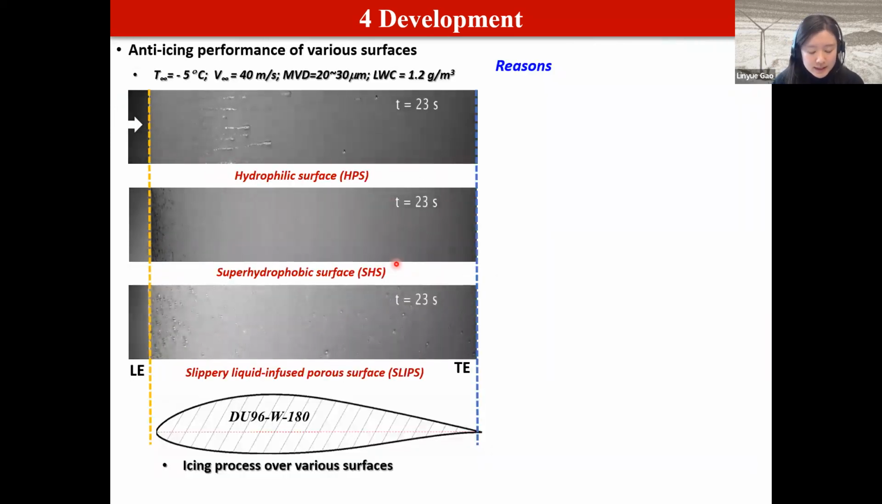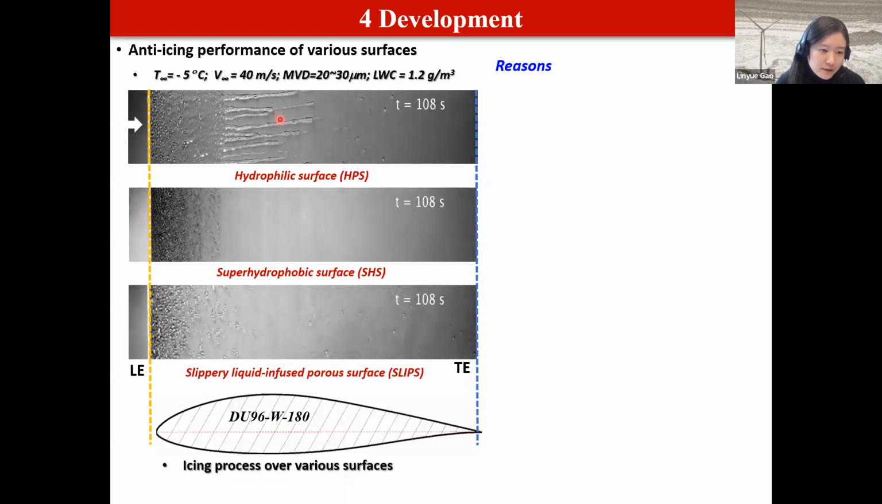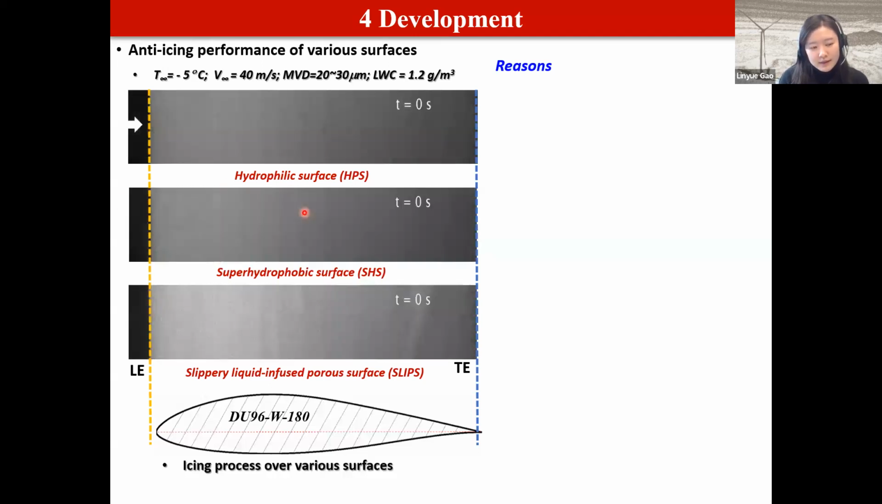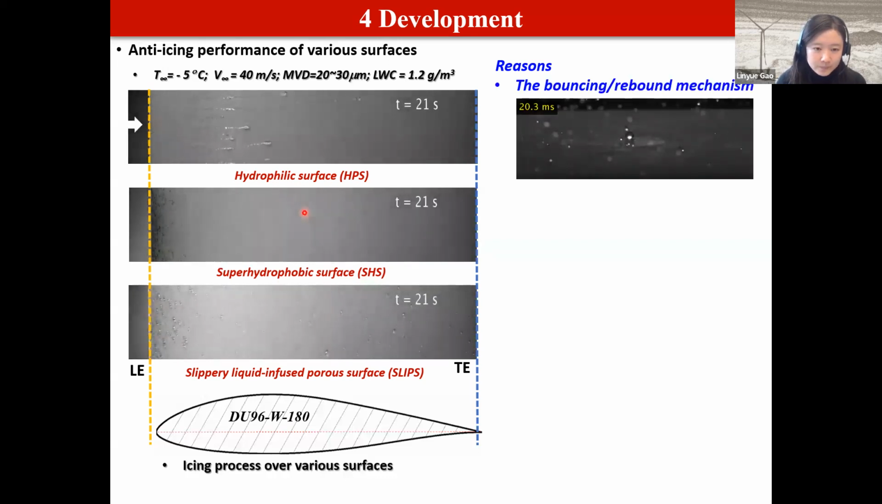So here we conducted a series of experiments in the icing wind tunnel, and this one is for the traditional hydrophilic surface, and we can see the ice structures are created on it. However, for the other two surfaces, the superhydrophobic surface and the slip surface, we can see only ice accretion around the leading edge. There's no ice formation in the downstream locations.